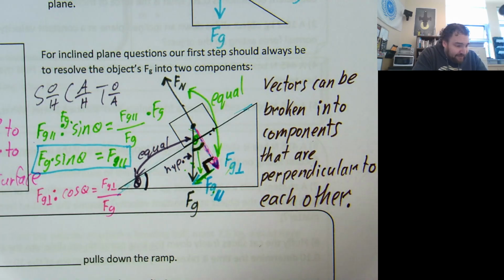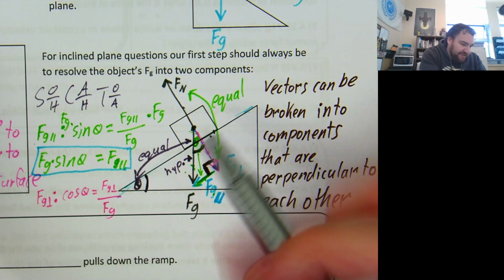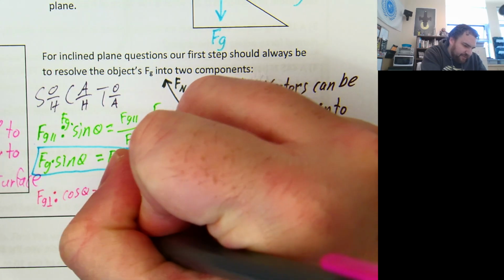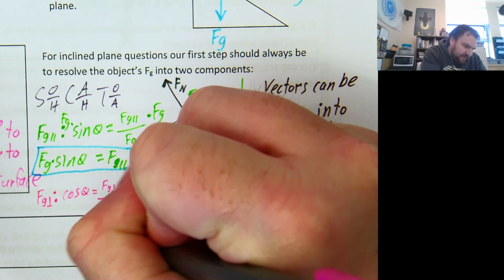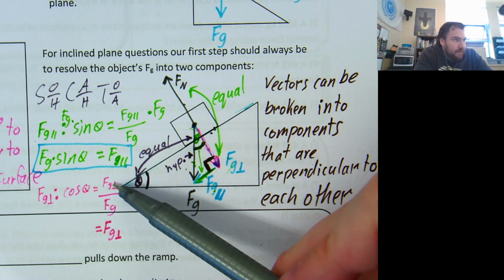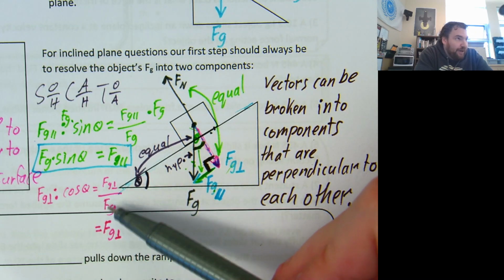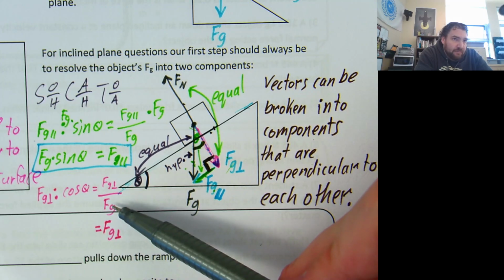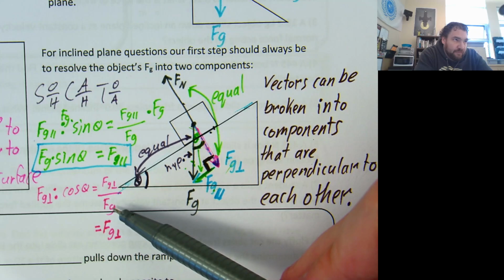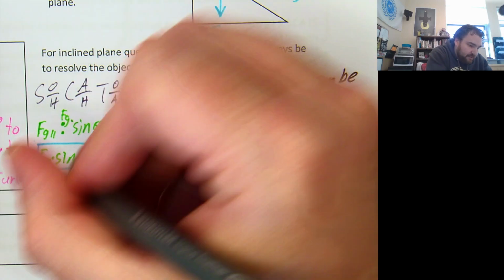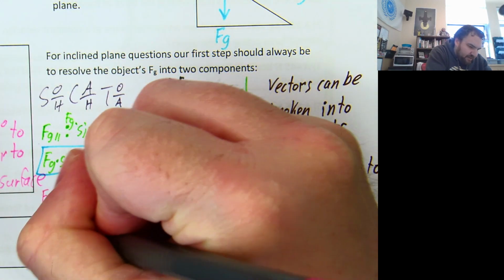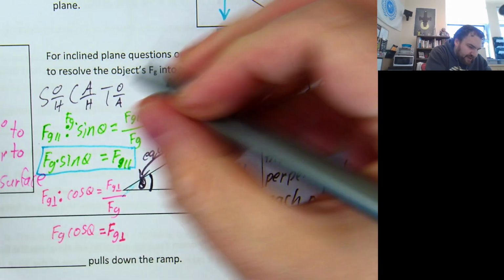So then, if I'm going to solve this thing for FG perpendicular, I'll just go down here. FG perpendicular is going to equal, how do I get it by itself? It's the same procedure. I want to get rid of the denominator. So to get the numerator by itself, what do? Multiply both sides by the denominator. So this guy's going to be FG cos theta.